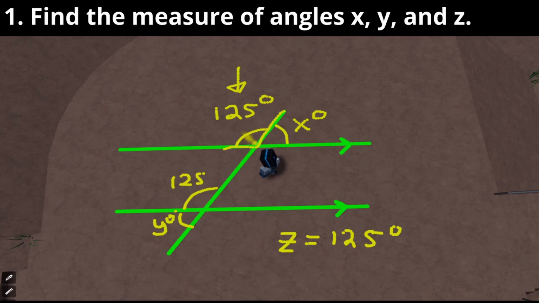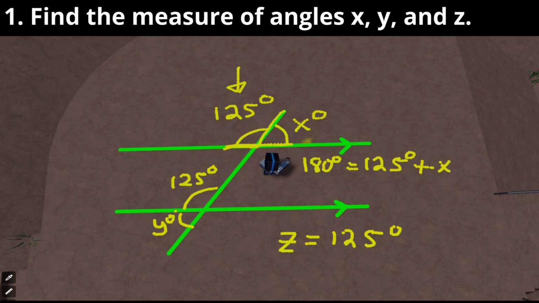Now, how can I find angle x and y? Well, notice, angle x and 125 degrees are along a straight line. Therefore, they're supplementary and they equal 180. So I can write that 180 degrees is equal to 125 degrees plus x.